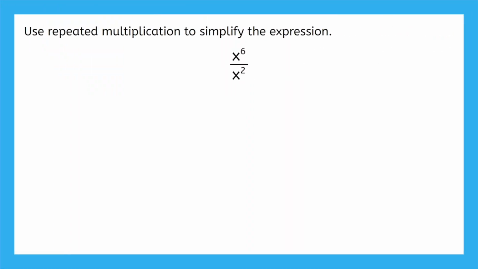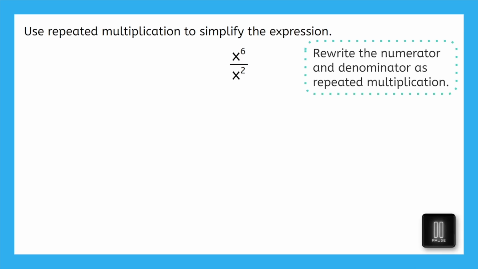Before I get started on them though, I wonder, is there a property for dividing exponents like the one we learned for multiplying them? This problem's throwing variables into the mix. We'll use repeated multiplication to simplify x to the 6th power over x squared. Pause the video here and rewrite the numerator and denominator as repeated multiplication.